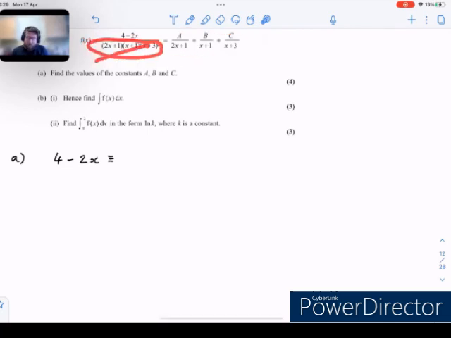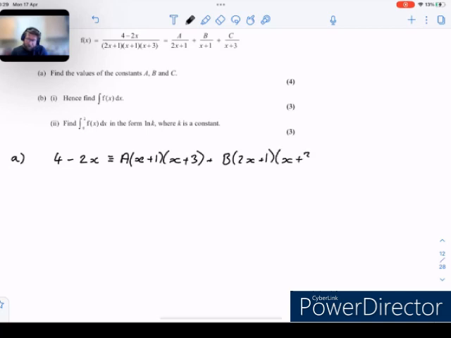Now that gets rid of the denominator on the left-hand side. And if you look at the right-hand side, each of these fractions needs to be multiplied by that denominator. So one of the factors is going to cancel out in each of these three cases. On the left side of the equation, we're just left with 4 minus 2x. And for A, the 2x minus 1 cancels out, so we're just left with (x + 1)(x + 3). For B, the x plus 1 cancels out, so we're left with (2x + 1)(x + 3). And for C, the x plus 3 cancels out, so we're left with (2x + 1)(x + 1).